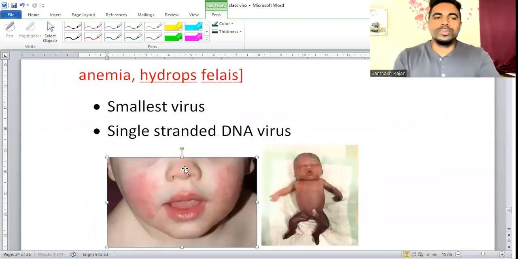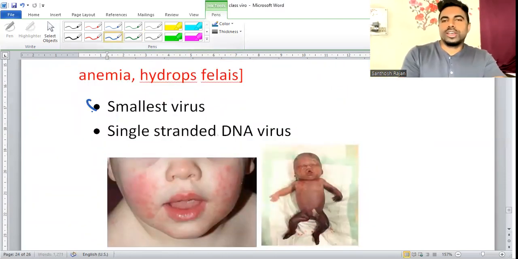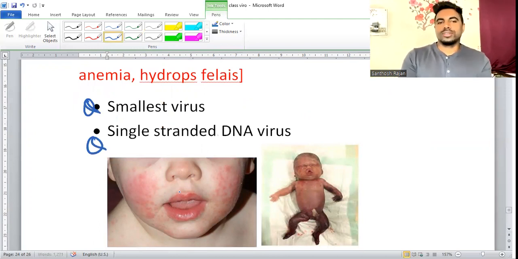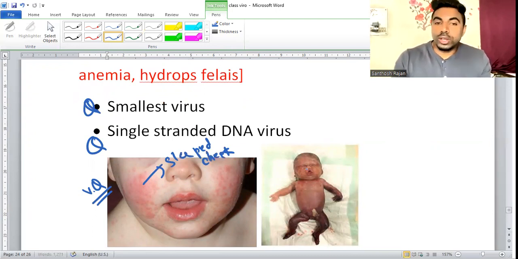So I already told you, what are the questions here? Smallest virus, number one question. Single-stranded DNA viruses, two. And spot this. What is this? This is frequently asked. It's a pediatric question also. This is the slapped cheek. Exactly, a slapped cheek. Parvo, slapped cheek. Right? So this one is hydrops fetalis, also a pediatric question.